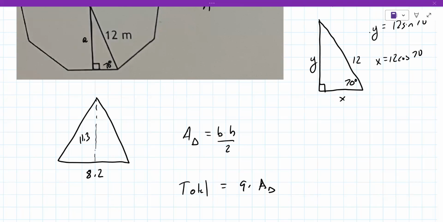Okay. Area is 416.97. Sounds good. Meters squared. Meters squared. All right.